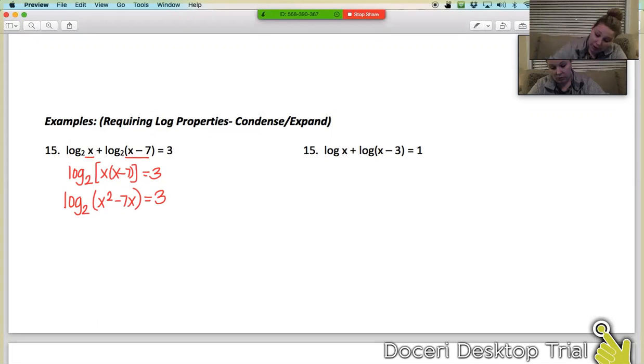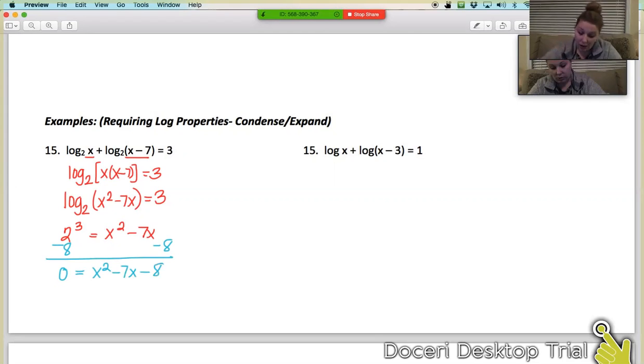So to rewrite using our definition of a logarithm, we're going to say 2 to the 3rd is equal to x squared minus 7x. Well, 2 things. 2 to the 3rd is equal to 8. But remember that to solve a quadratic, whether by factoring or by the quadratic formula, we need it to be equal to 0. So I'm going to go ahead and subtract 8 from both sides, since that's what that is. And I get 0 equals x squared minus 7x minus 8.